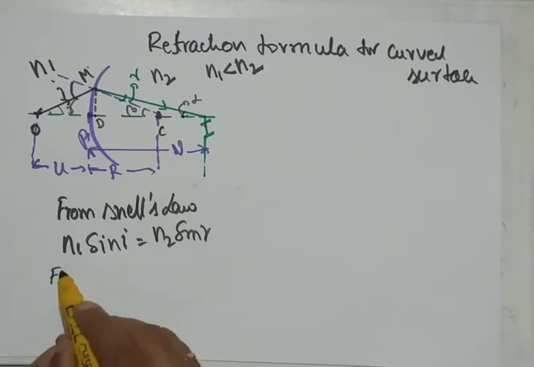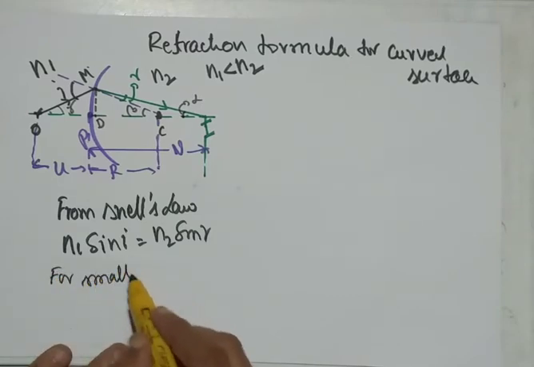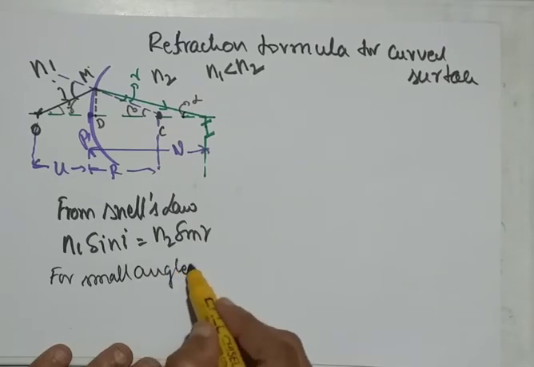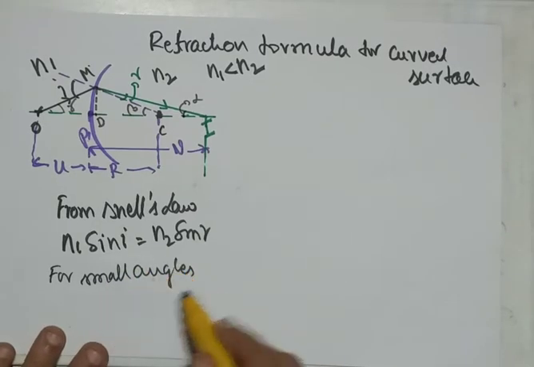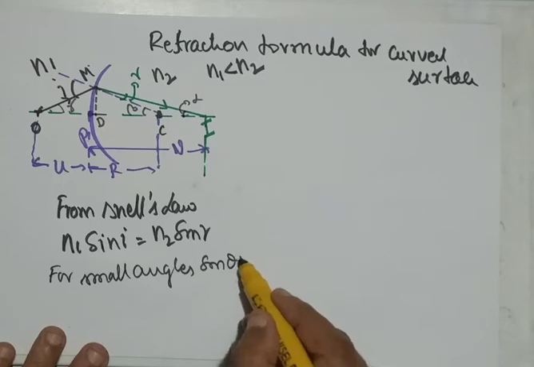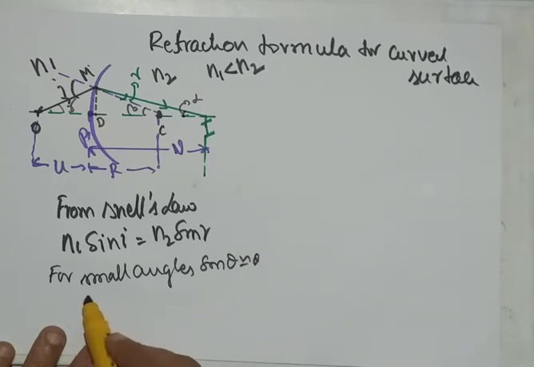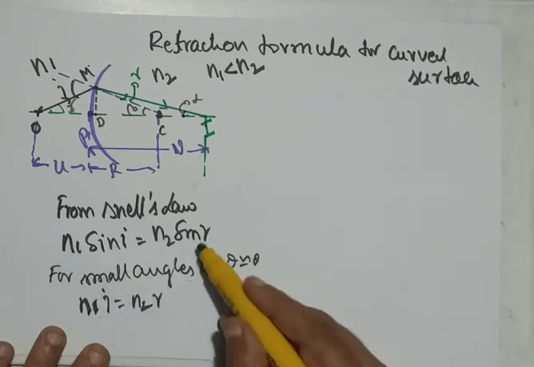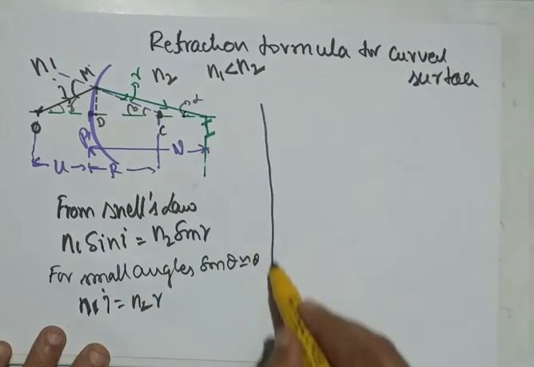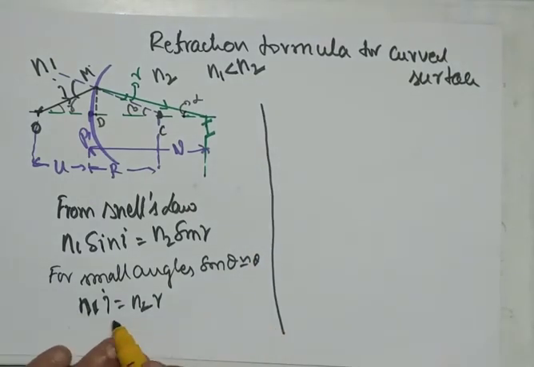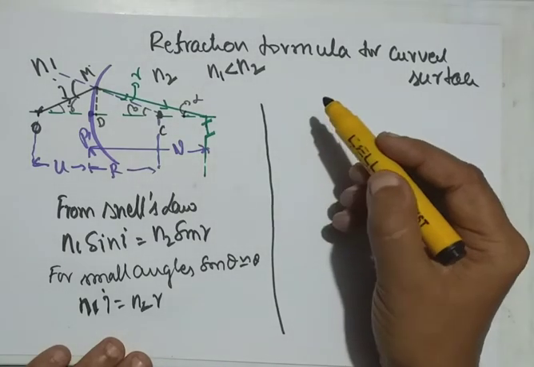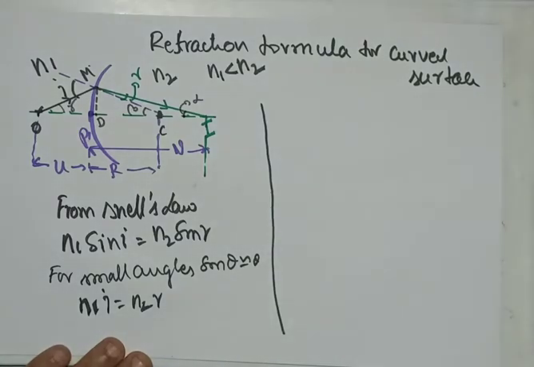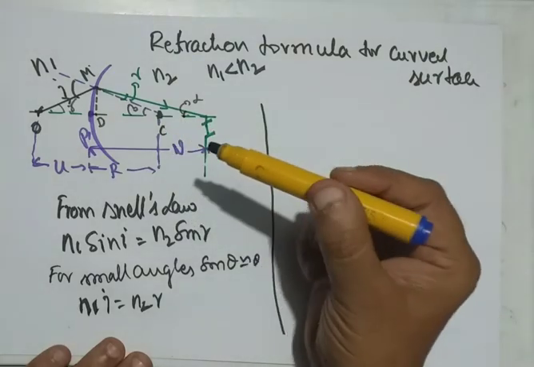For small angles, that is for paraxial rays, we know sin theta is approximately theta. Therefore, N1 I equals N2 R, because sin I is written as I, sin R is written as R. Now we have to write I and R to obtain the final formula. For I and R, how do we write? Just look at the diagram.